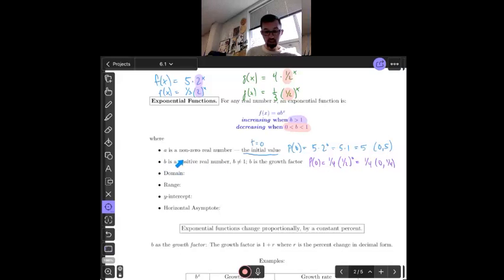Again, B has to be a positive real number. We talked about that earlier. It can't be negative, and it can't equal 1. My growth rate can't be 1, because 1 doesn't change. 1 to the second is 1, 1 to the third is 1, 1 to the 1,000,000th is still 1. So it has to be something either smaller or bigger than 1. They're calling it the growth factor all the time. A lot of times, if it's between 0 and 1, I call it a decay factor. But it is what it is.